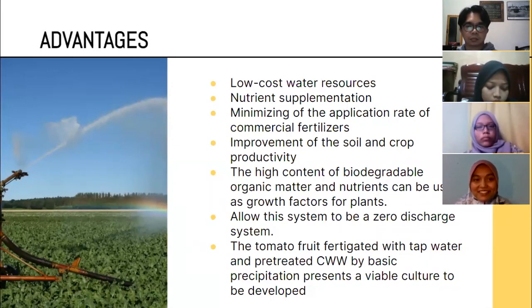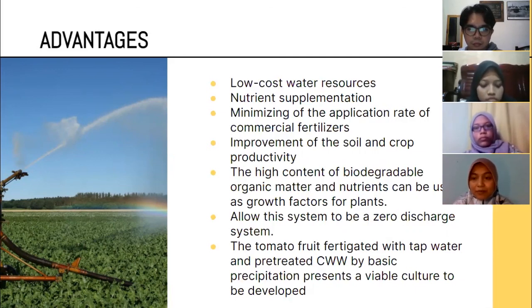Okay, these are the advantages of reuse in agriculture. One is that it is a low cost source because we are just going to use back the water that we have been using to treat the yeast, and then it can provide nutrient because it has a lot of nutrient in it, and it minimizes the application rate of conventional fertilizers since it already has nutrients in it. We don't need to use the fertilizer, and it can give improvement to the soil and crop productivity from the fertilizer of the cheese water. And the high content of biodegradable organic matter and nutrient can be used as growth factor for the plant. So the plant can grow bigger and healthier. And then it also allows this system to be a zero discharge system, which makes that there will be no more waste as we are going to use it for the agriculture.